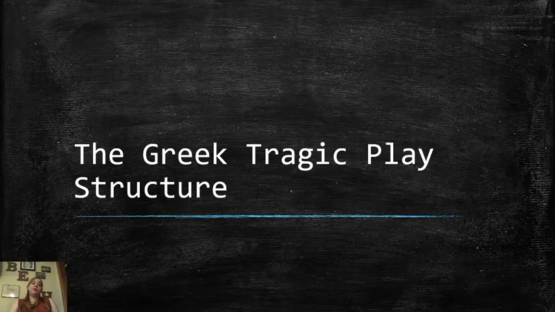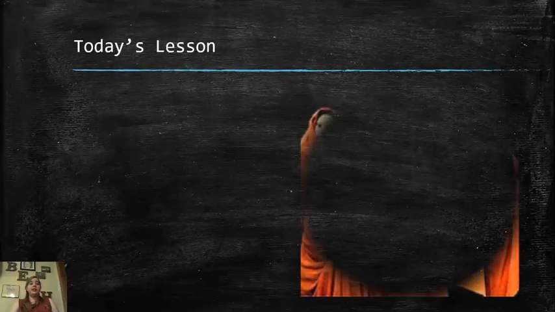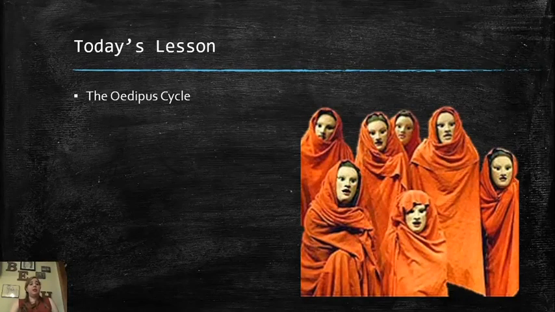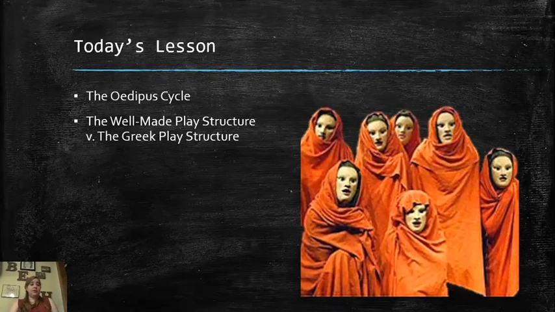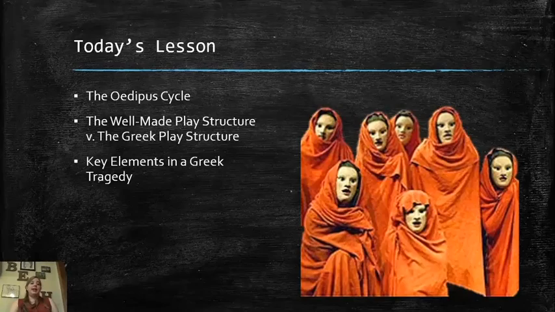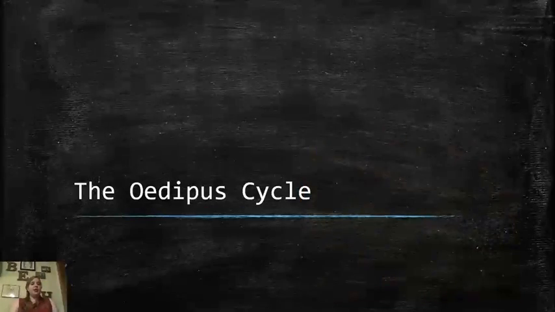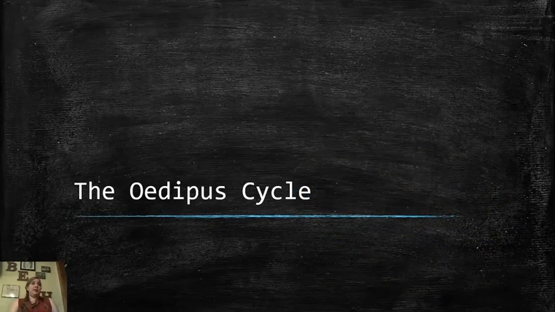Today I'm going to talk about the Greek tragic play structure and how you can use it to write your own plays. Today's lesson is going to talk about the Oedipus cycle, the well-made play structure versus the Greek play structure, and key elements in a Greek tragedy. Let's go ahead and knock out this Oedipus cycle, shall we?